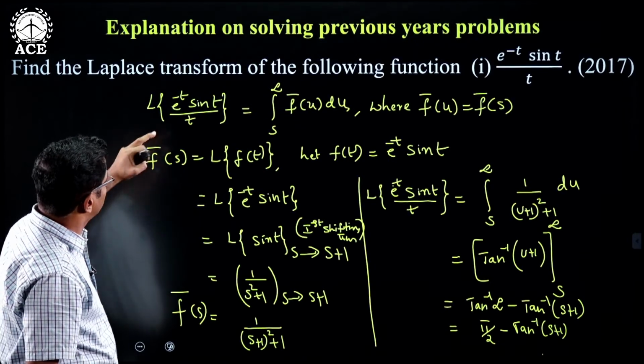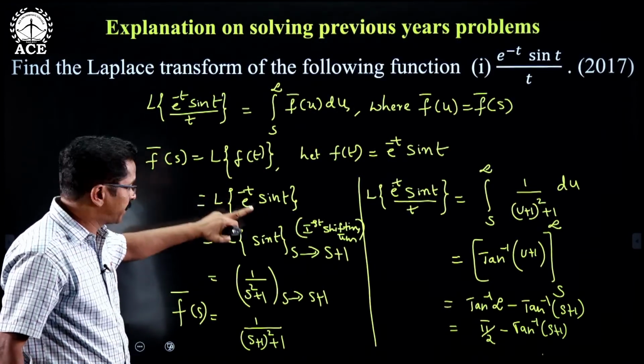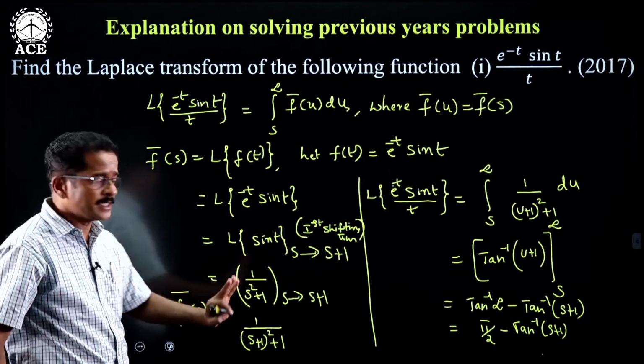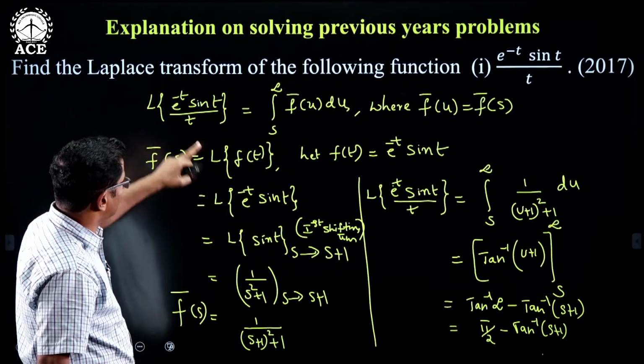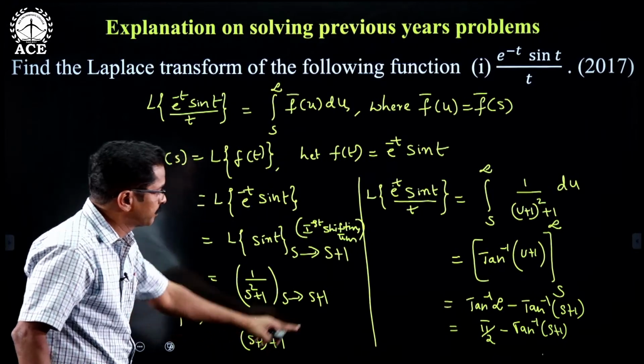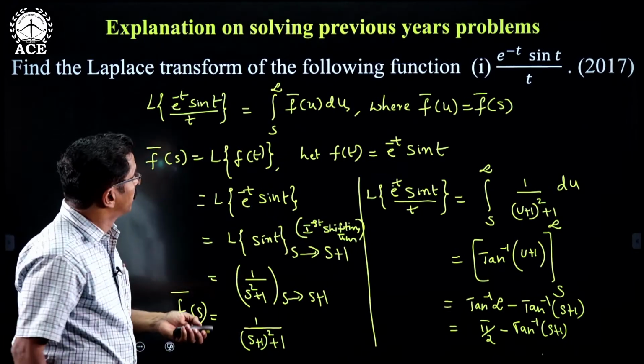Once again, I took here only e power t, so I shifted s to s minus 1 like that. Sorry, here we have e power minus t, no? So s is shifted to s plus 1 and proceed. Okay, this is one question.